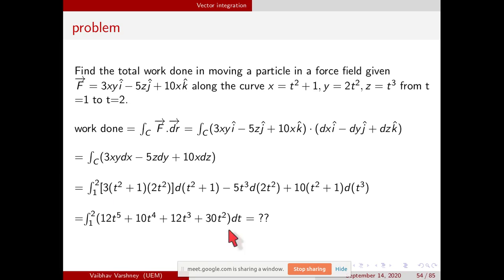So just integrate this now. Just take 2 minutes. Just integrate it and tell me the answer. So the first term will be 12t to the power 6 upon 6. The second term will be 10t to the power 5 upon 5. The third term will be 12t to the power 4 upon 4. And the last term will be 30t cube upon 3.